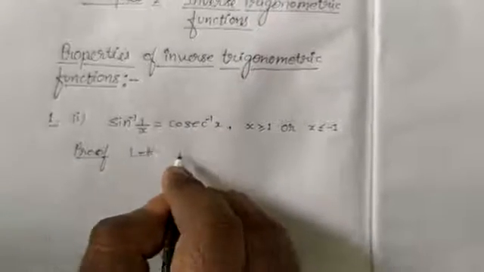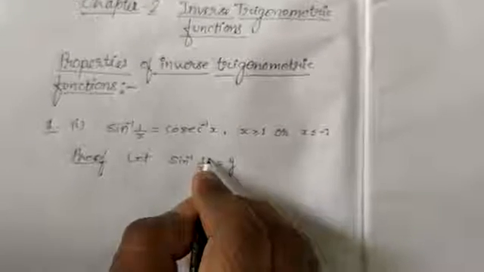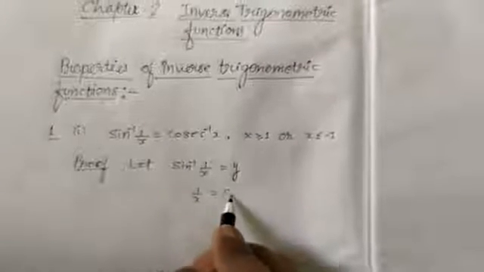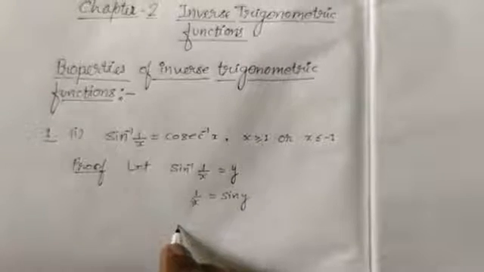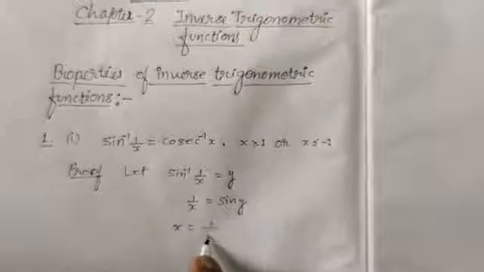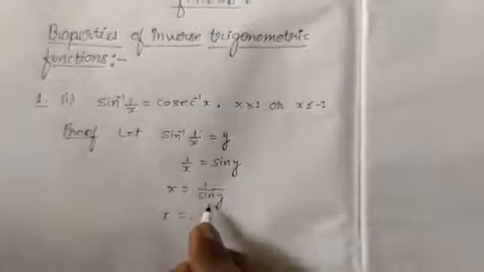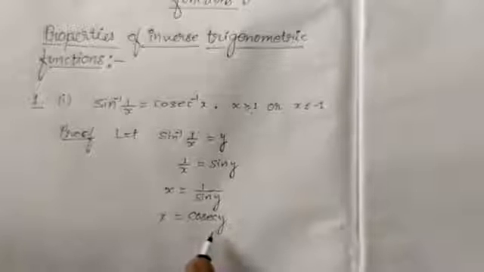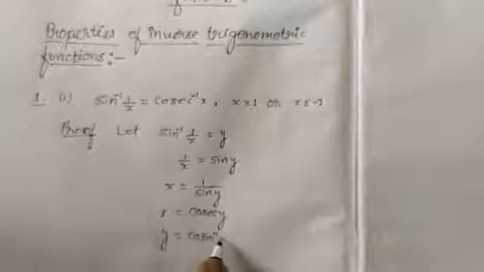Let sine inverse 1 upon x is equal to y. Sine inverse 1 upon x equals y means you can write 1 upon x equals sine y. From here you can find the value of x. The value of x will be 1 upon sine y. Now see, the reciprocal of the sine function is cosec, so you can write cosec y in place of 1 upon sine y. From here again you find the value of y, then you will get cosec inverse x.